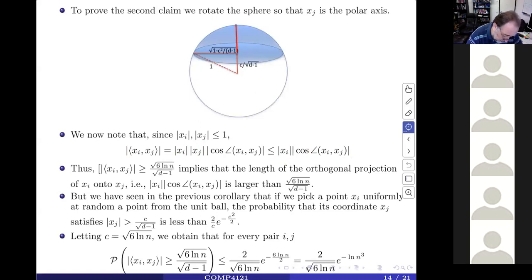So now, from the corollary about belonging to a slab, right? We saw that the probability to get out of the slab, namely that you are larger than c over square root of d minus 1, right? The probability to be outside of a slab of this thickness is smaller than 2 over c times e to the minus c squared over 2. That's the theorem that we just sketched.